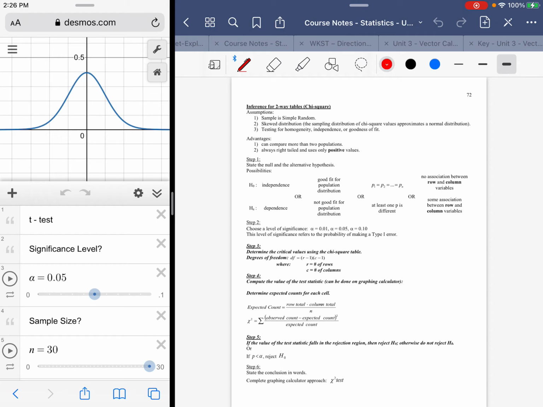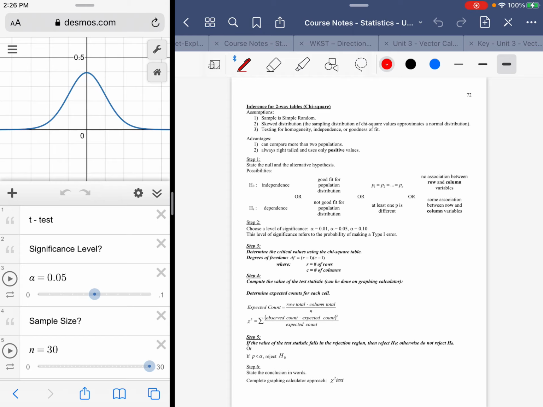So our null and alternative hypotheses boil down to one of these four possible scenarios: independence versus dependence, good fit versus not a good fit, all the population proportions are equal versus one's different, or there's no association between the row and column variables versus there's some association.